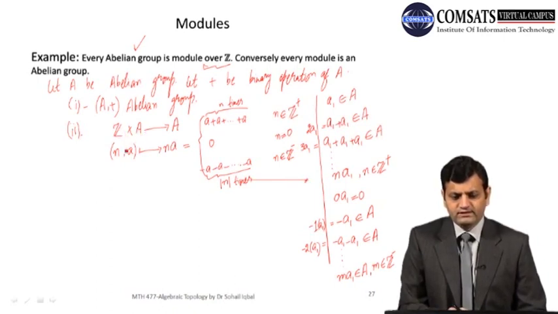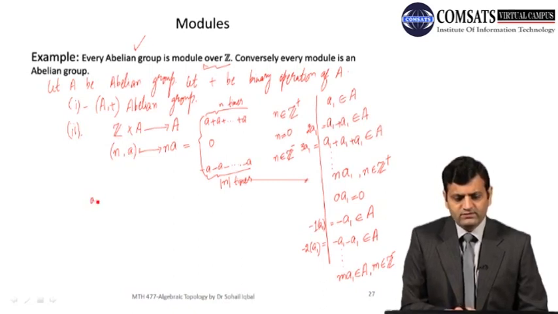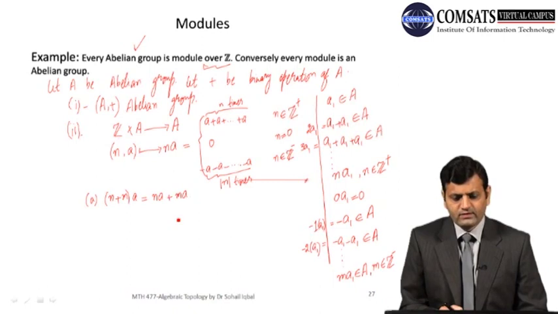Now we need to check that this action satisfies all the conditions. For example, the first condition: (n plus m) into A is equal to n into A plus m into A. Of course this is satisfied. For example, if I take n to be 10 and m to be 11, what we are saying is that if I add A 21 times, it is the same as adding A 10 times plus adding A 11 times. This n into A means writing down A plus A plus A 10 times, and m into A means writing down A 11 times. If we add them together, this becomes 21 times A, which is equal to 10 plus 11, 21 times A. So this is trivially true.